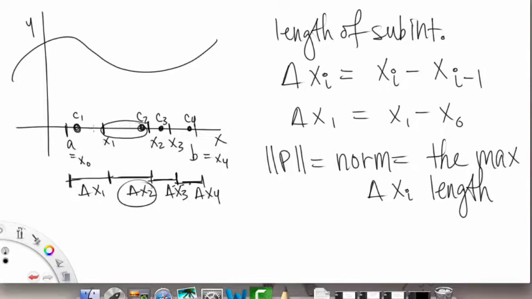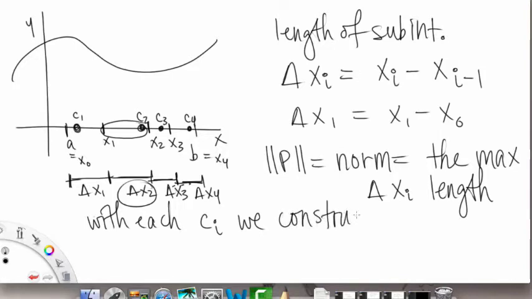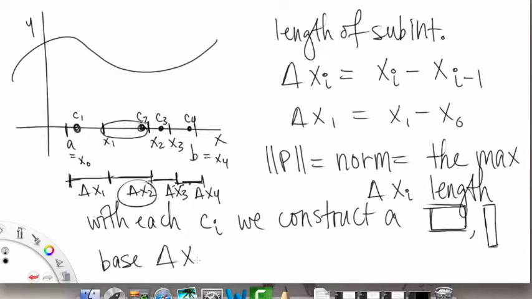But anyways, with each of those sample points, each c sub i, that just means our sample points in the interval, we're going to construct a rectangle. Well, actually, the rectangle looks more like that. We're going to construct a rectangle with the base being our delta x sub i, and the height being the height of f of c sub i.